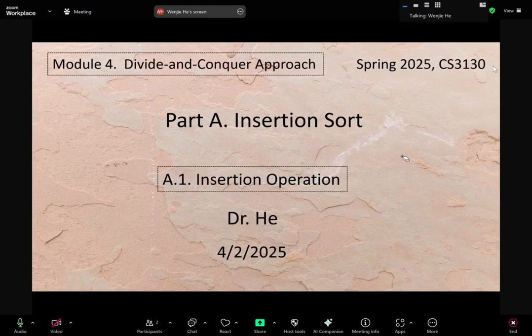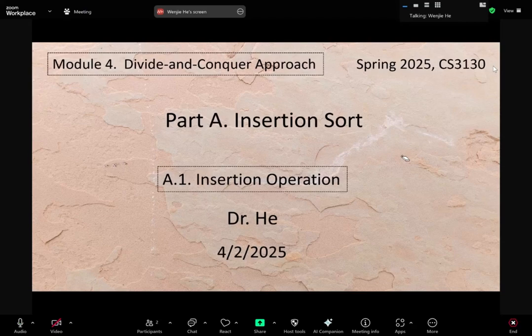Starting from today, we will work on Module 4, the Divide and Conquer approach. This module is very important. The two most important modules in this class are Module 3 and Module 4. All right, so let's do Part A today, Insertion Sort.